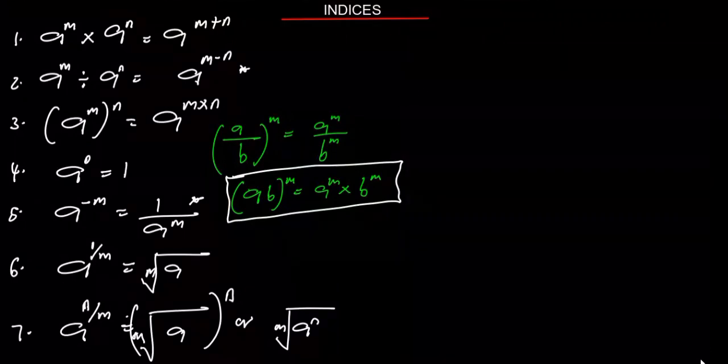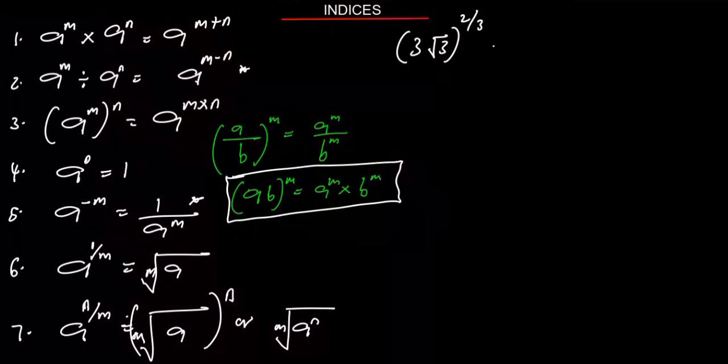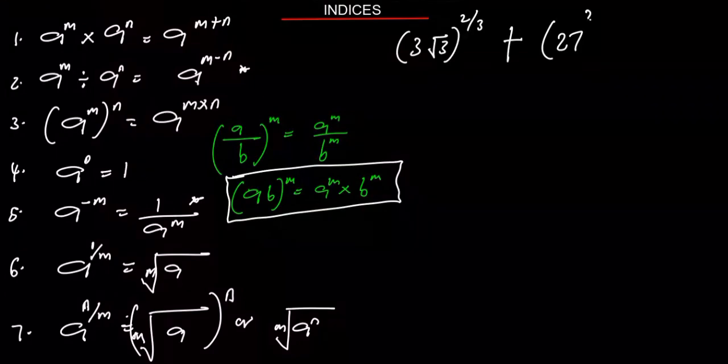All right, so let's go. Next, if you have 3 root 3 to the power of 2 over 3 plus 27 to the power of 2 over 3 times 9 to the power of minus 1 over 2. This is what we have.